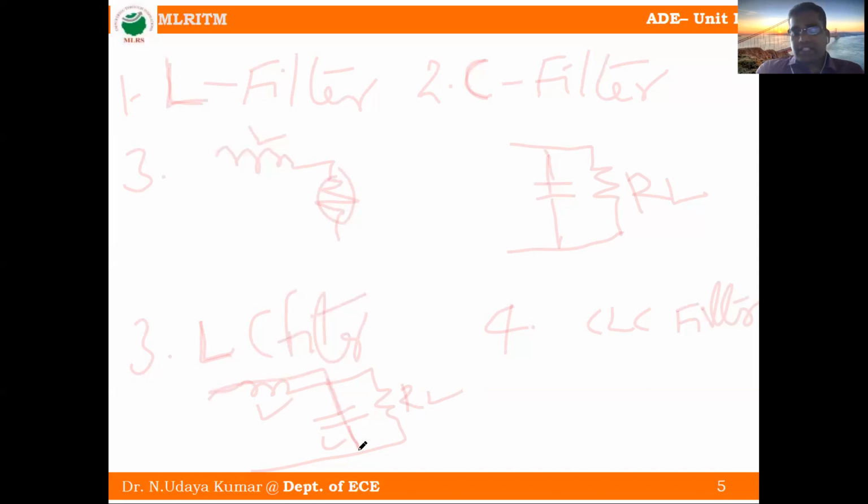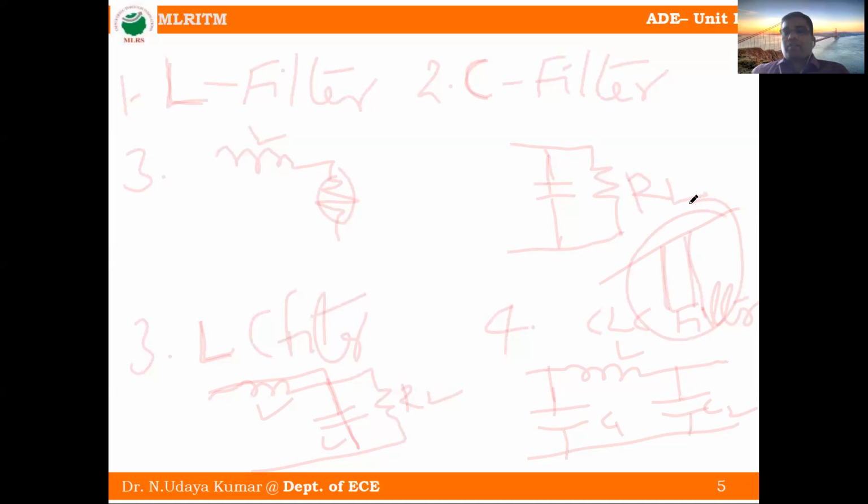Next, the CLC filter is nothing but like this. I will explain these filters in detail. C1, C2 and L. So this is the CLC filter. It is also called a pi filter. It is pi shape, this is the pi filter. So filters are of four types: L filter, C filter, LC filter, and CLC filter.